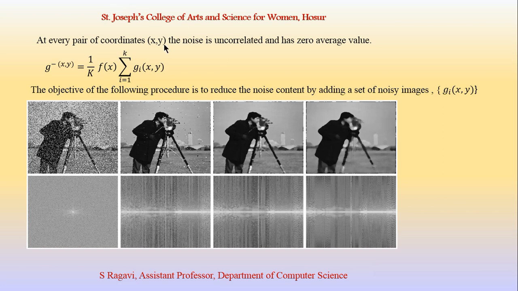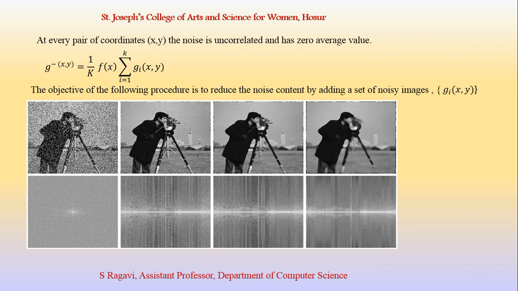For every x,y pair in the image, the noise is uncorrelated and has zero as its average value. Then it is expressed as ḡ(x,y) = (1/K) summation i equals 1 to K g_i(x,y). The objective of this technique is to reduce the noise content by adding a set of noisy images.